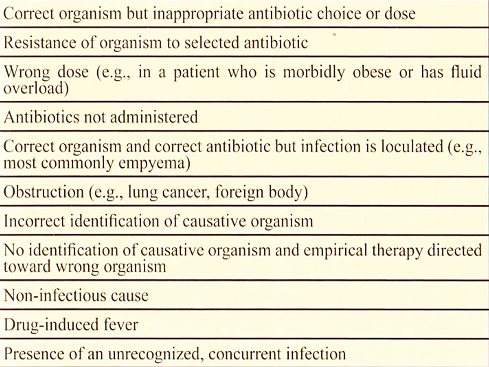So the clinical practice guidelines enumerated the different reasons why a patient may not be responsive to the empiric antibiotics that you started on admission. First off, it may be the correct organism, but an inappropriate antibiotic choice or dose. There could be a resistance of the organism to the selected antibiotic, and these two we will only be able to know once the cultures are out. Or it could be because of a wrong dose. Maybe the dose is too low in comparison to the patient's weight.